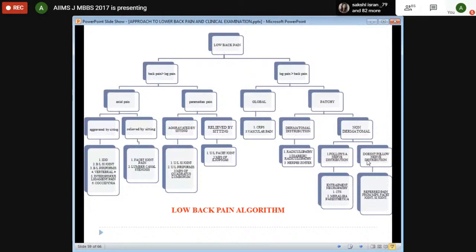If patchy, then look for the dermatomal distribution, which is like L4, L5, S1, whichever is involved. If dermatomal distribution is there, think of radiculopathy, diabetic radiculopathy for example, and herpes zoster. If the pain is non-dermatomal but follows a nerve distribution, then think of entrapment neuropathy like CTS, neuralgia paresthetica. Whereas non-dermatomal patchy leg pain which does not follow nerve distribution, then the likely source is myofascial pain syndrome, facet joint and SI joint.